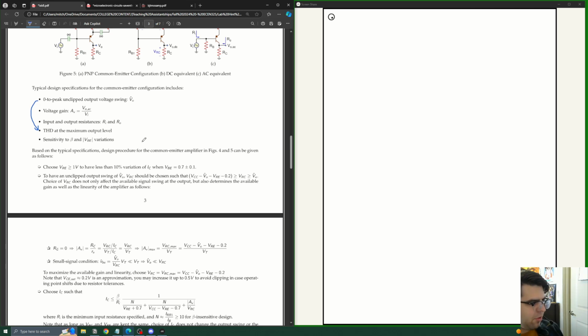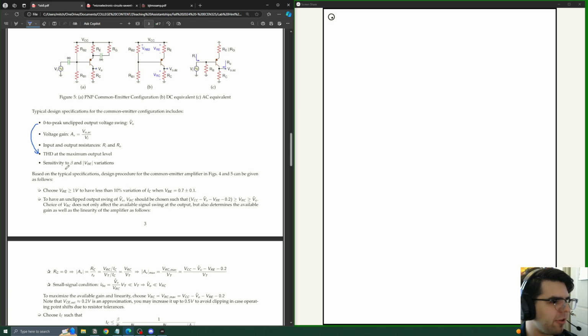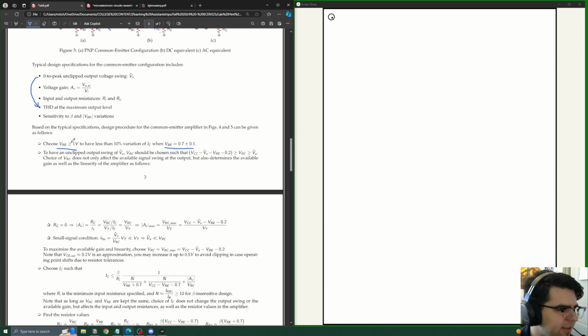All right, so let's go through their design procedure. First we have to pick VRE to be kind of large, such that if the base to emitter voltage does change quite a bit, there's a lot of room for fluctuation. This is just a nice big buffer so that in case things vary a lot, we've got room to spare for these effects. So you can kind of take this at face value. What you might notice about this design procedure is that we're just going one after the other, picking specs, one thing into the next.